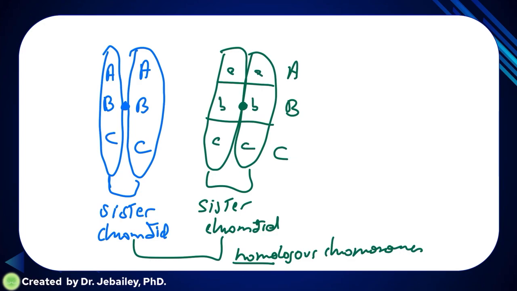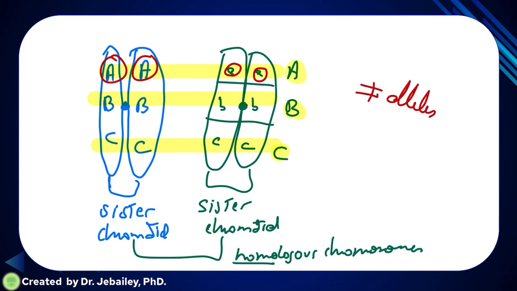Now, what they have in common, if you can see, is that they have the order of A, B, C. The genes are in the same location, the A's, the B's, and the C's. What's the difference between them? It is the difference between the alleles. These are big A's and these are small A's. So what makes them different? It's different alleles, even though they have the same genes.